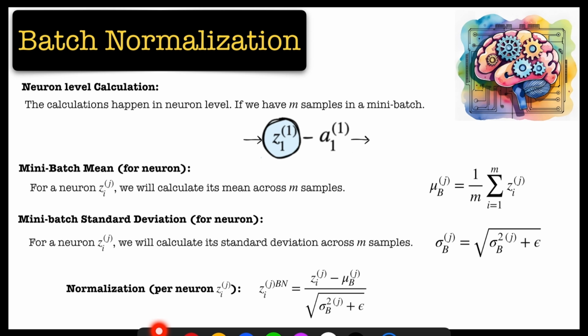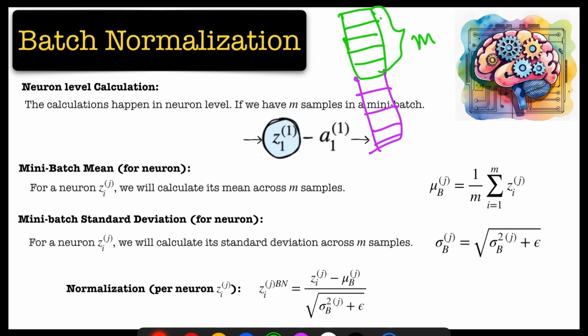Okay, now quickly we'll see how the neuron level calculation is happening, just to have the understanding. So let's say one neuron we have, Z1, right? So Z11 we have. The mini batch mean will be calculated from all the M samples. So let's say this is one mini batch and this is another mini batch, right? So for every mini batch, let's say we have M samples.